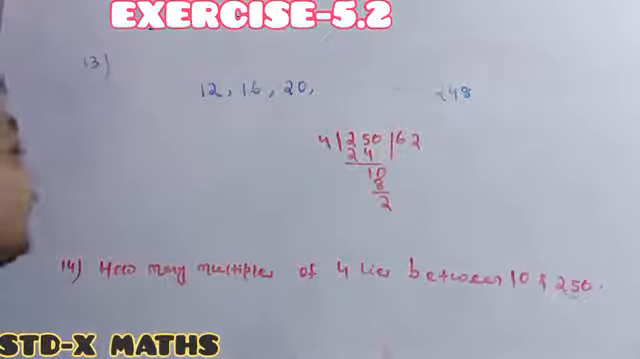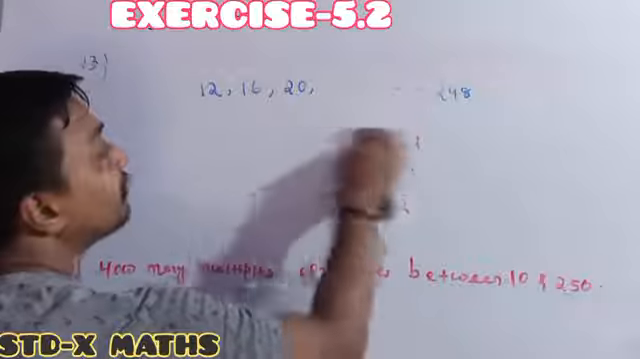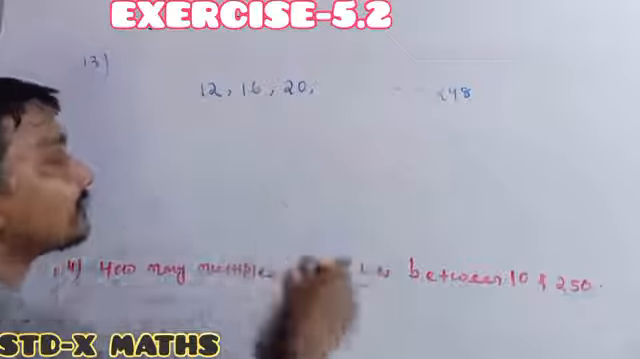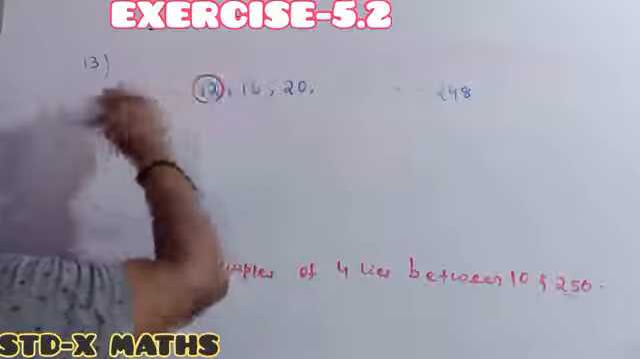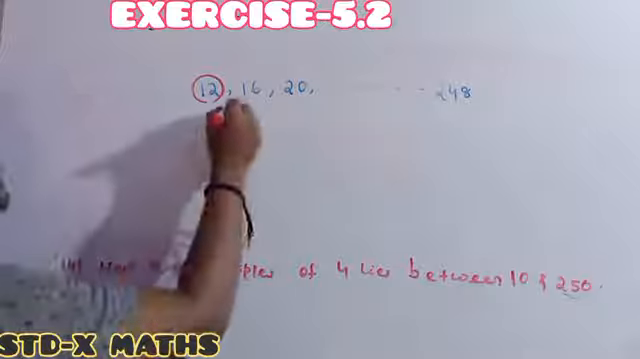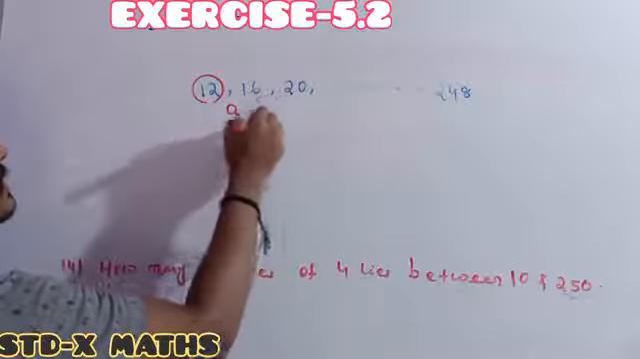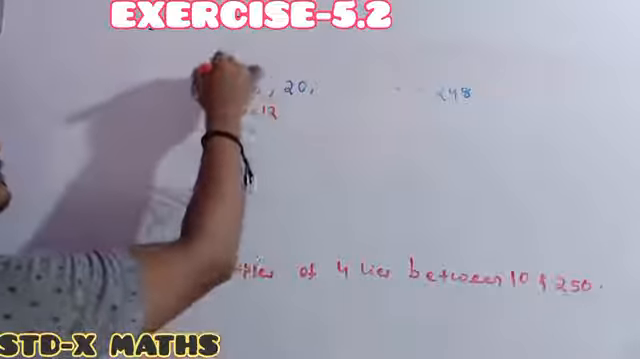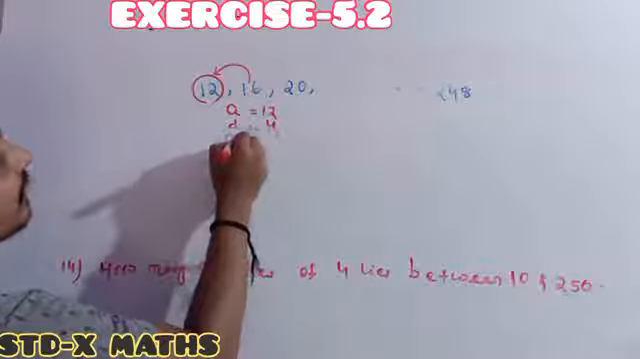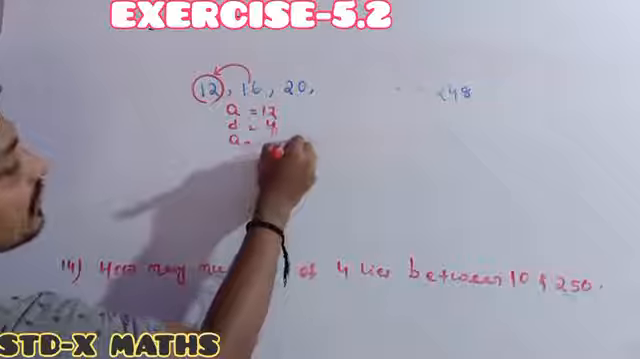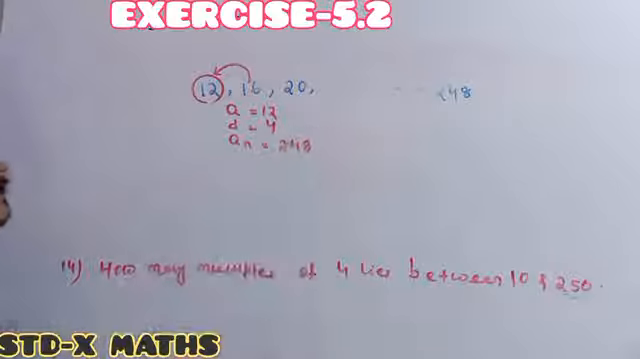So it is given how many multiples of 4 there are. It means this AP only you have to solve. In this AP, a is 12, d is 4, and a_n is 248. It is asked how many multiples of 4, which means you have to find n.